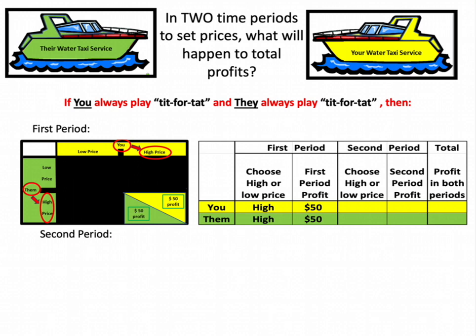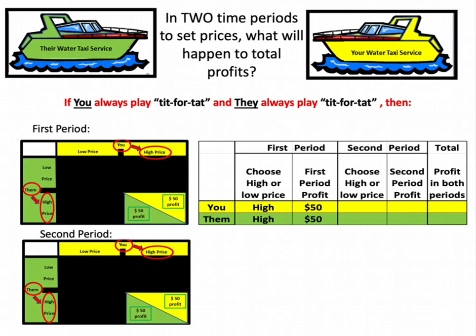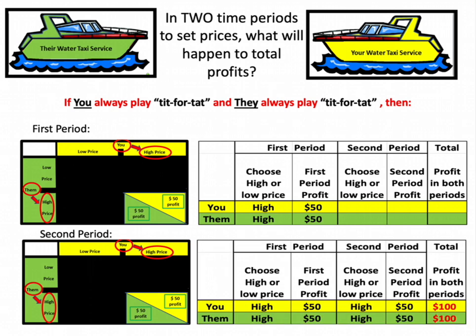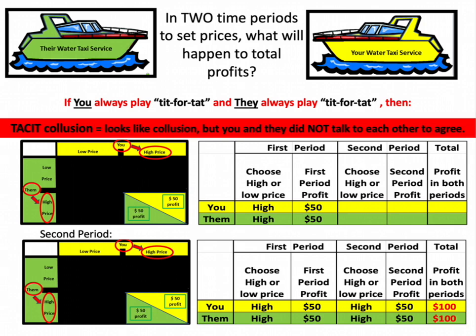Okay? In the second period, because they went high, you're going to do what they did last time. You're going to go high. Or they're going to do what you did last time. So last time you went high, so they're going to go high this time. So you both go high again. Okay? And you split the business again, and you both make the big bucks. Okay? So notice how it looks very much like maybe you cheated and got together and talked about it, but you didn't. You made reasonable management decisions, okay, based on professional learning.